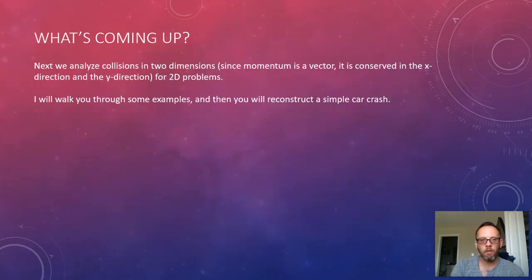All right, so what's coming up next? We're going to consider our analysis of one-dimensional collisions to be done. We're going to analyze collisions in 2 dimensions. Since momentum's a vector and momentum's always conserved, we're going to use the fact that momentum will be conserved in the x direction and the y direction to analyze 3 problems together. Then you'll do a little assessment where you reconstruct a simple car crash, and then we'll have this unit on energy and momentum wrapped up.